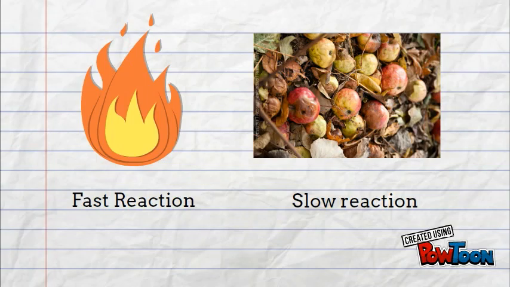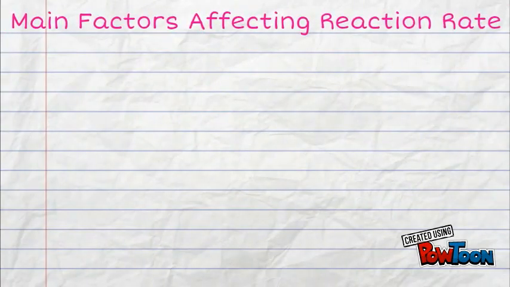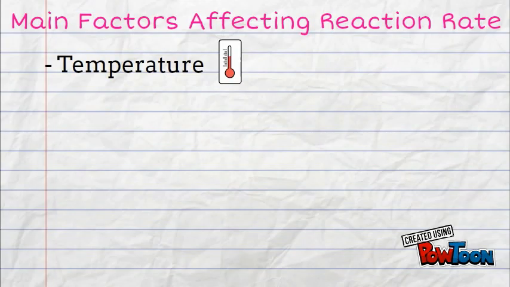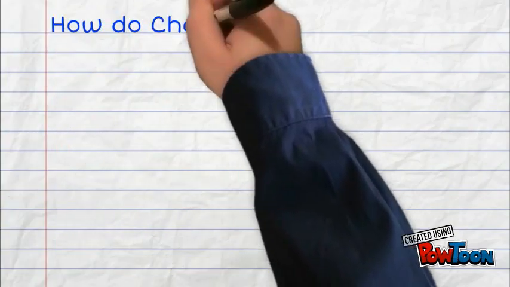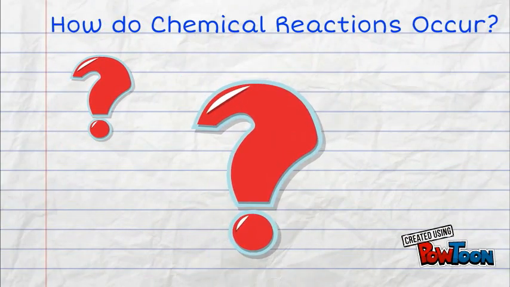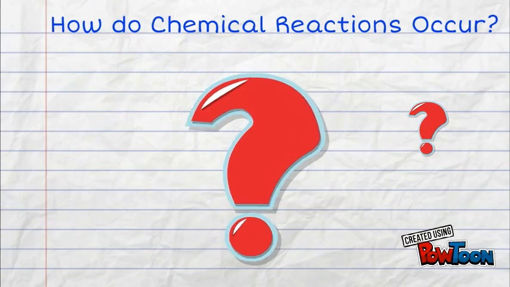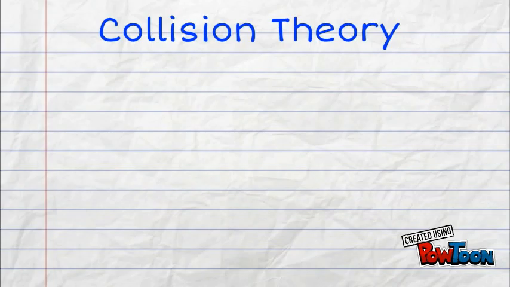In this video, the four main factors that affect reaction rate will be explored, including temperature, concentration, surface area, and the presence of a catalyst. Before we do this though, let us explore how chemical reactions occur, and why some reaction rates differ from one another. To understand this process, collision theory can be introduced.